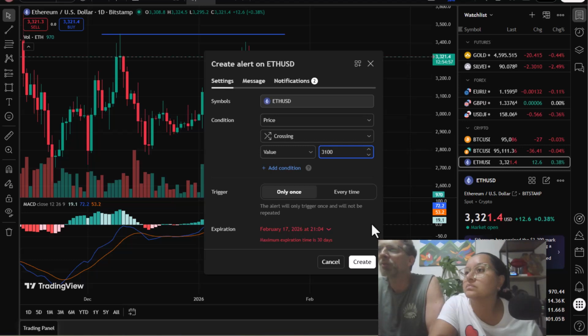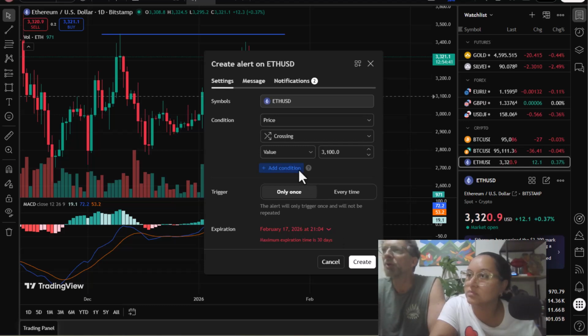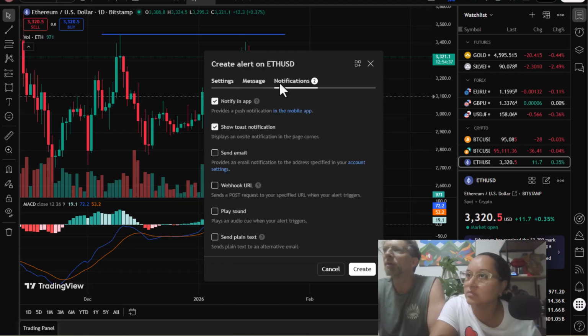Price when it crosses 3,100. Let's see if that lets you do it. So, okay. Expiration February 17. Only once when it crosses over. Yeah. So notify an app. Okay. Or do you want it to send you an email?